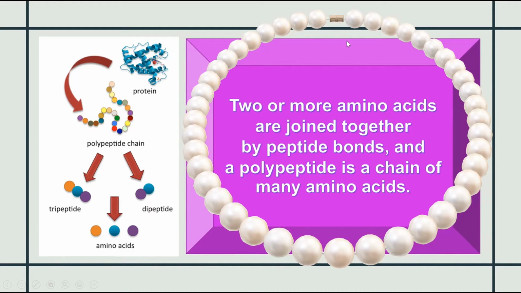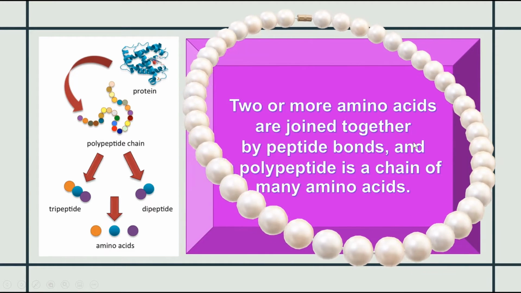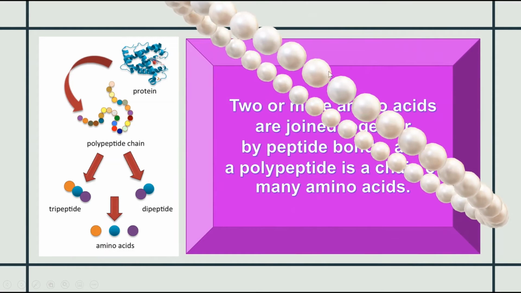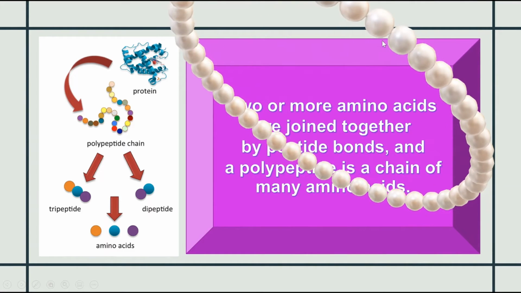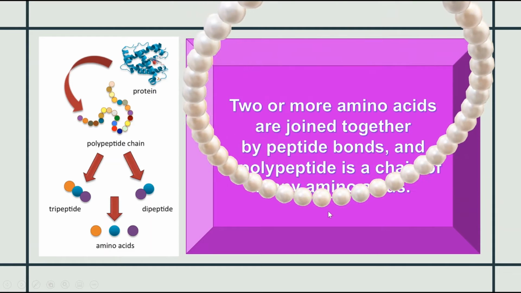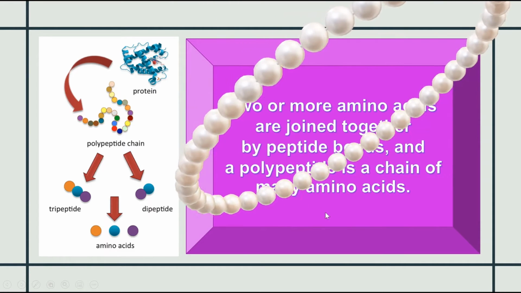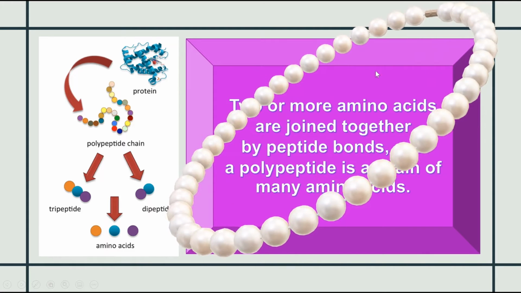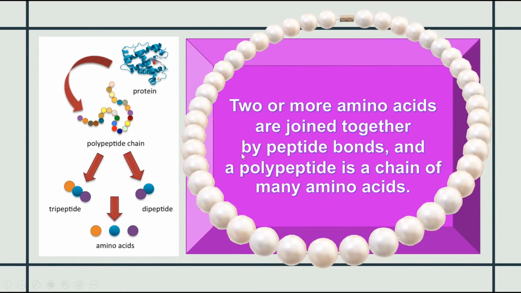You can imagine this polypeptide chain like a necklace. You have seen that the pearls are joined together. So we can imagine each pearl as a building block, the amino acid, and they are forming a long chain of peptide bonds. We call them a polypeptide.